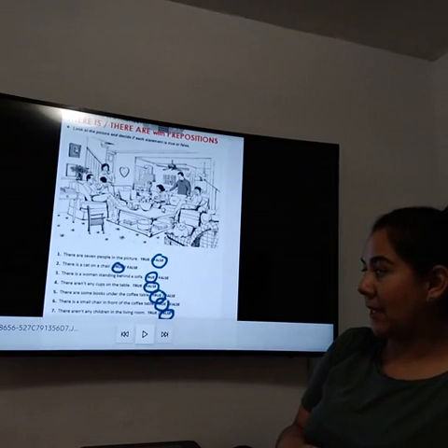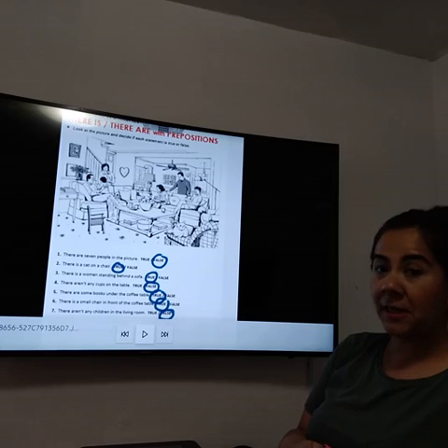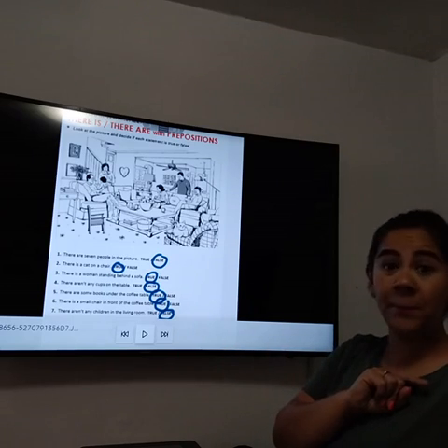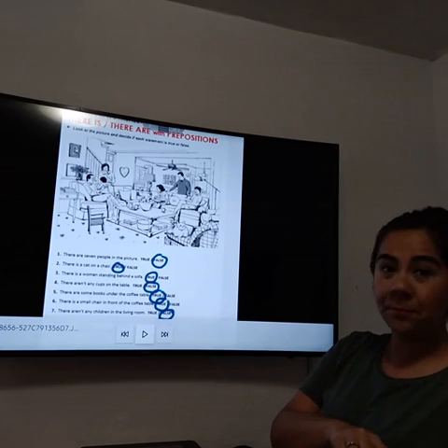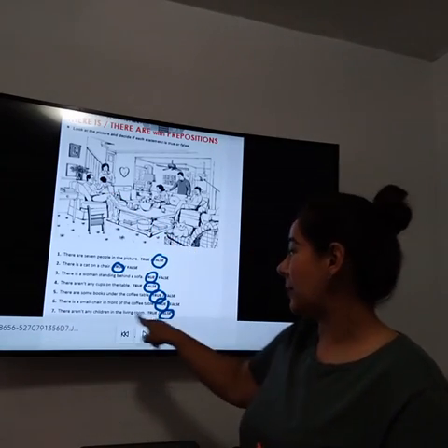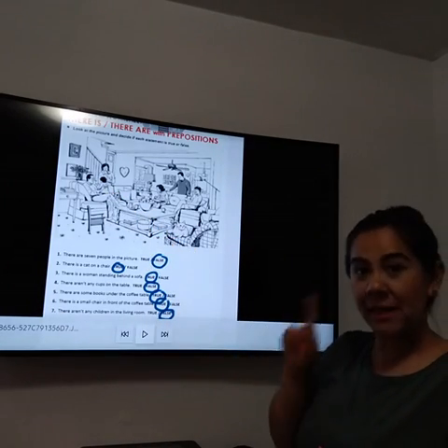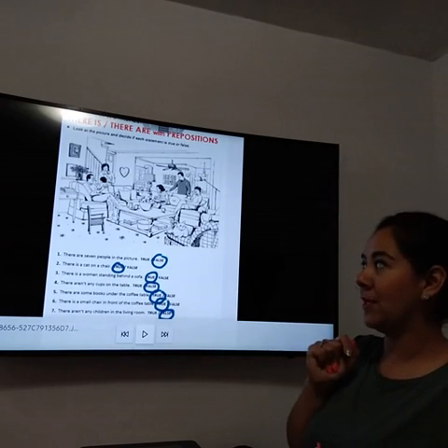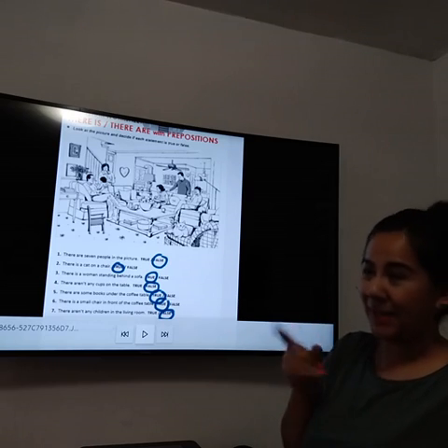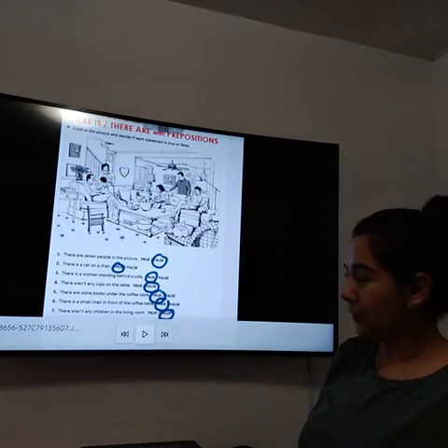Number 7, there aren't any children in the living room. No children, no boys, no girls, no babies. Do you see any? We have a baby right here, so the statement is false because there is a boy or a girl or maybe one of those, but it's a baby, it's a child in the room. So the answer is false.